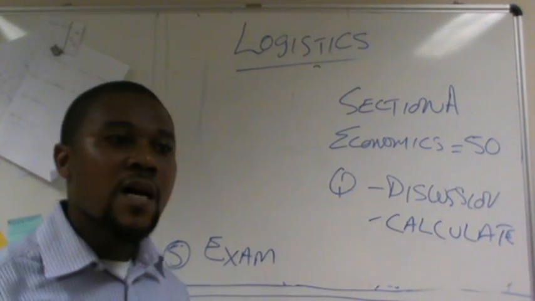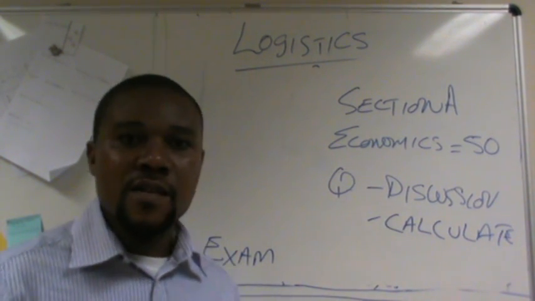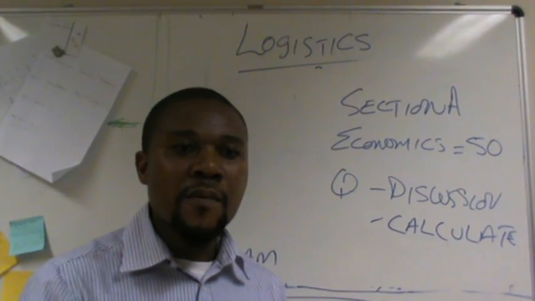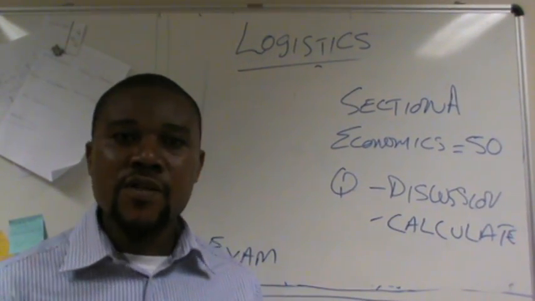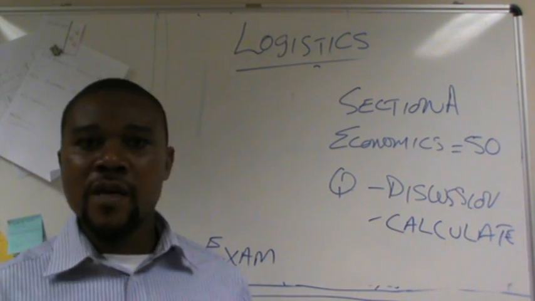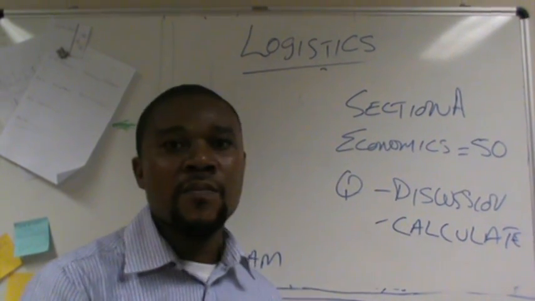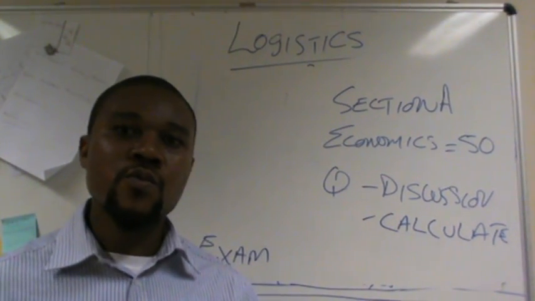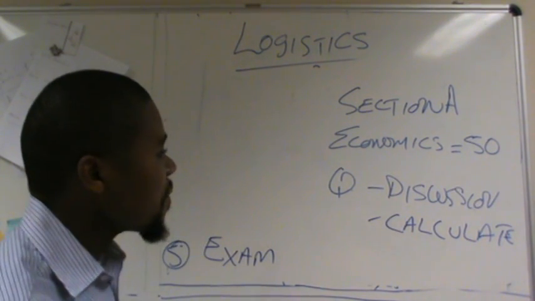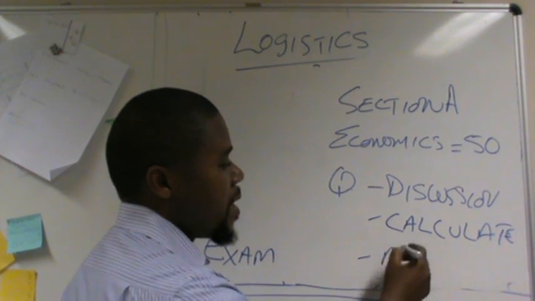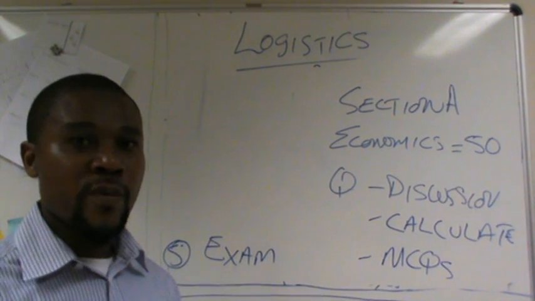You'll be working out sums, but it would all be around a particular end. Why are you working out a particular sum? Probably as an advisor, you have to give advice to the minister, and then you have to compare two policies, then you have to work out sums to be able to work out which one is the best option for your minister. And then there will be MCQs again. One of the questions will be MCQs.